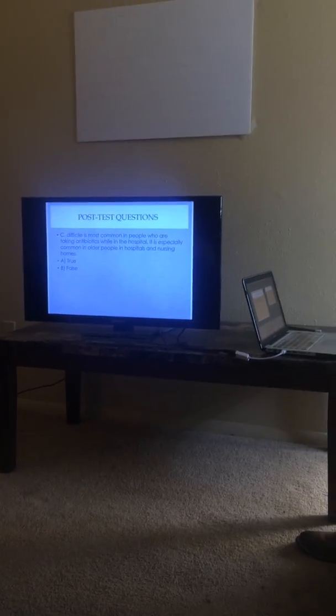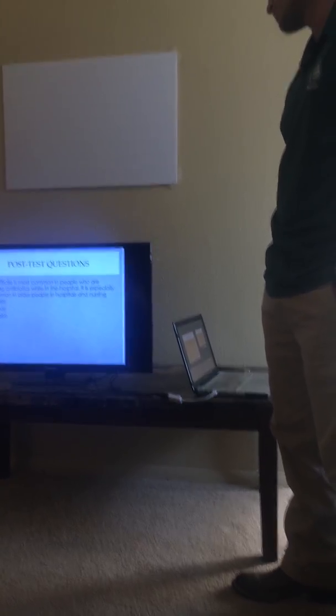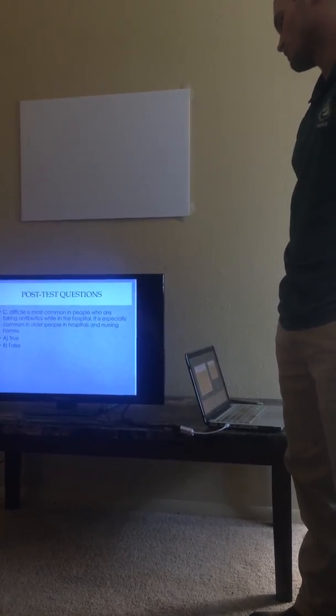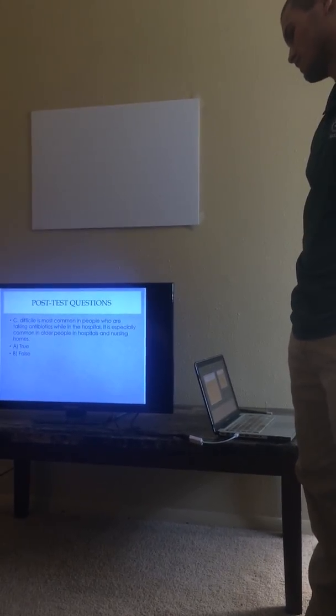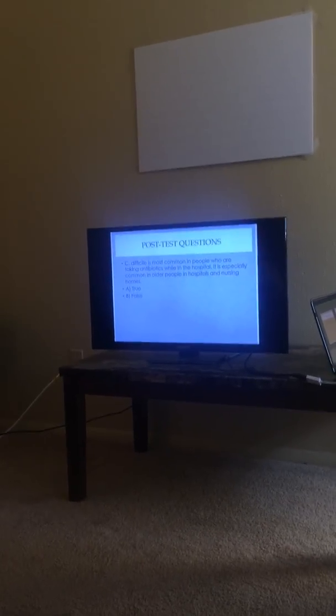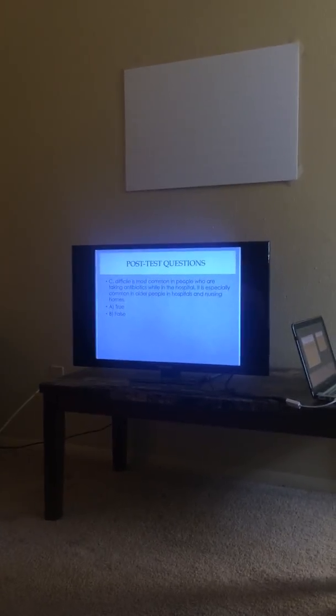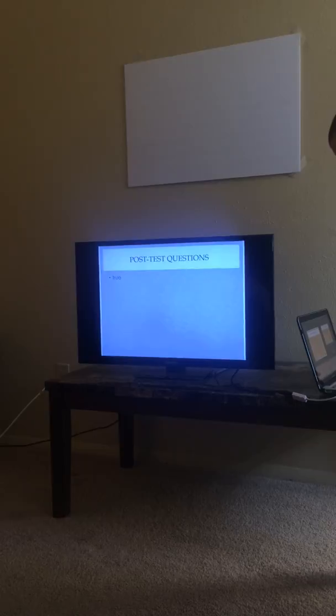C. difficile is most common in people who are taking antibiotics while in the hospital. It is especially common in older adults in hospitals and nursing homes. True or false? True. Good job.